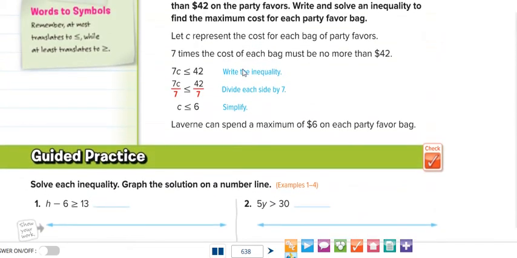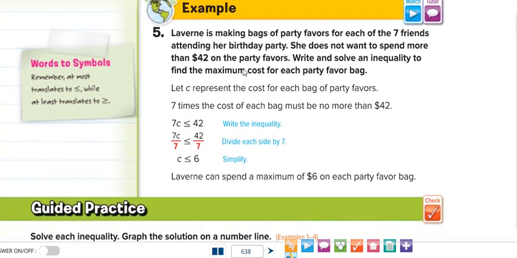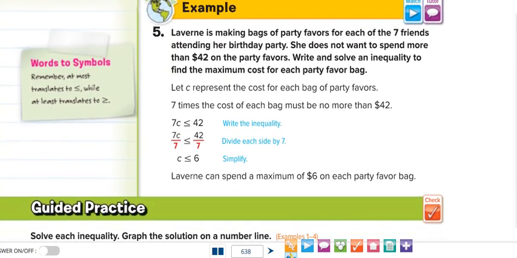Let's discuss this example together. Example number 5. Lavrine is making bags of party favors for each of the 7 friends attending her birthday party. She doesn't want to spend more than $42 on the party favors.